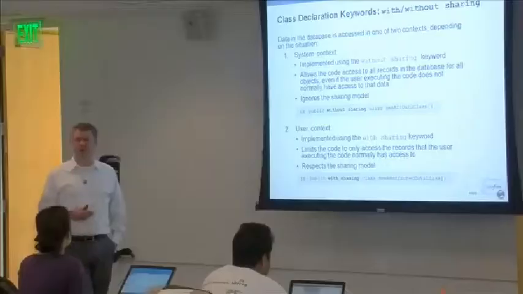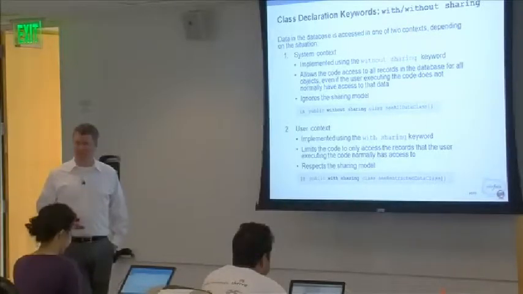So when you are executing code within a class, and that code is interacting with the database, it is going to find records regardless of whether or not that user can see those within the context of our sharing model. All right?